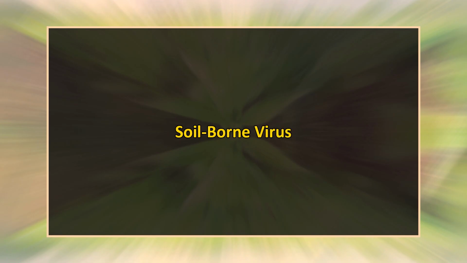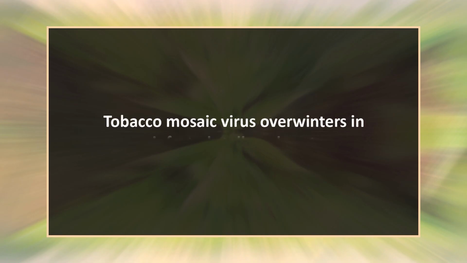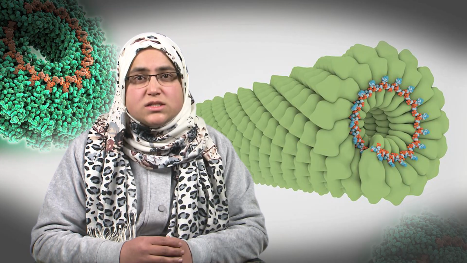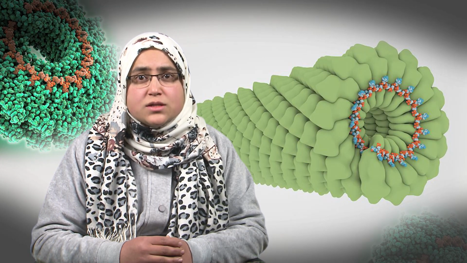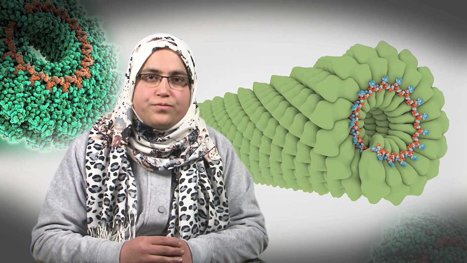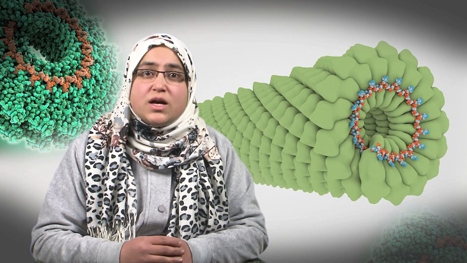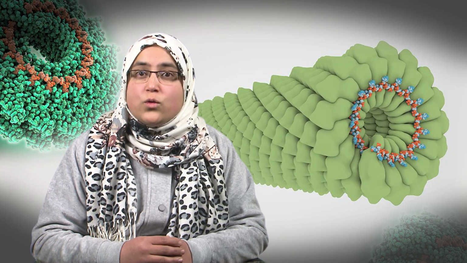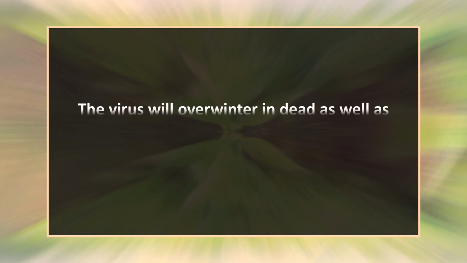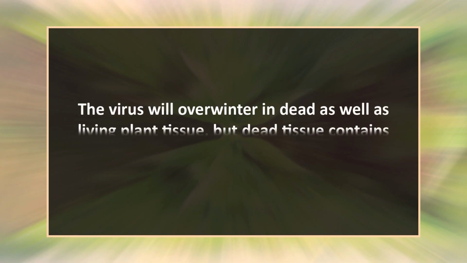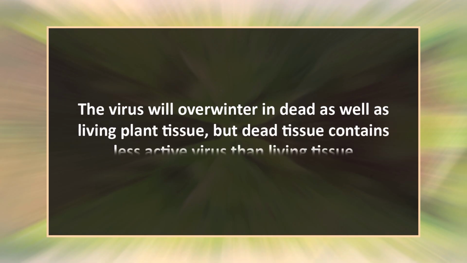Number 3, soil-borne virus. Tobacco mosaic virus overwinters in infected stalk and root. Experimental data in North Carolina indicates that infection occurs at transplanting when a plant is pushed against a piece of virus-infected tissue. The number of transplants that become infected in this way will depend on the quantity of overwintering tissue surviving. The virus will overwinter in dead as well as living plant tissue, but dead tissue contains less active virus than living tissue.